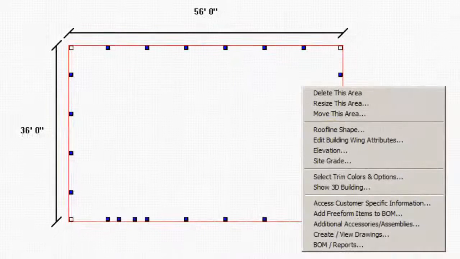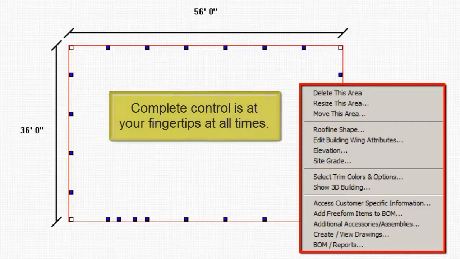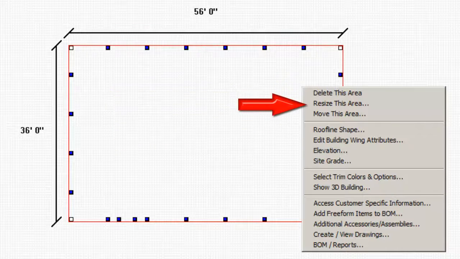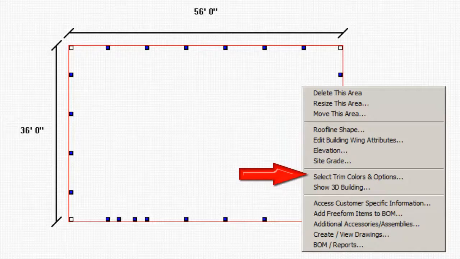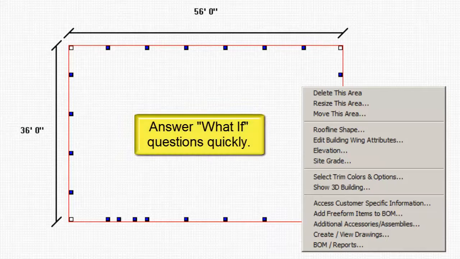Look at the items shown on this list. They're pretty self-explanatory. The point is that you have complete control of the PostFrame Manager system at your fingertips at all times. It's a good idea to work from top to bottom on this list as you proceed with the building design, but you only need to click the menu items in which you need to make a change. You can make changes to satisfy your customers' what-if questions quickly.